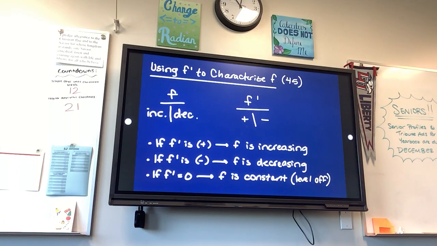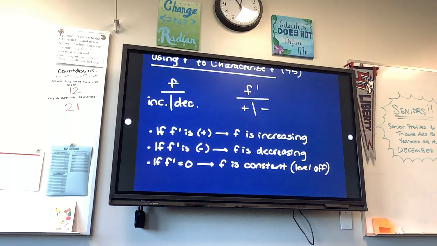What do I care about? The answer is in the table, not the bullets. What do I care about for f? Increasing, decreasing. A modification that I could make to this slide is to draw these arrows backwards as well, because it does go both ways. If f is increasing, then f prime is positive. If f is decreasing, then f prime is negative. So it does work both ways.